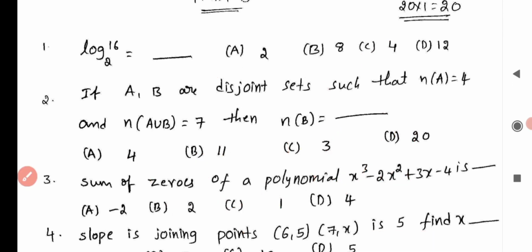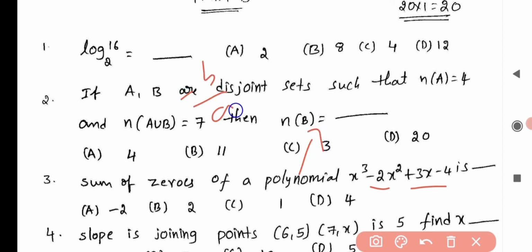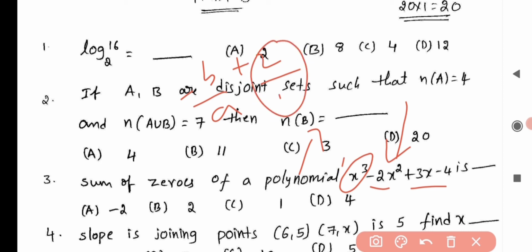So option C. Next. Third one, sum of the zeros of the polynomial x cube minus 2x square plus 3x minus 4. Sum of the zeros in a cubic polynomial is minus b by a. Here b means the x square coefficient, which is minus 2. So minus of minus 2 by a, where a is the coefficient of x cube, that is 1. So 2 by 1 means 2. So option B.